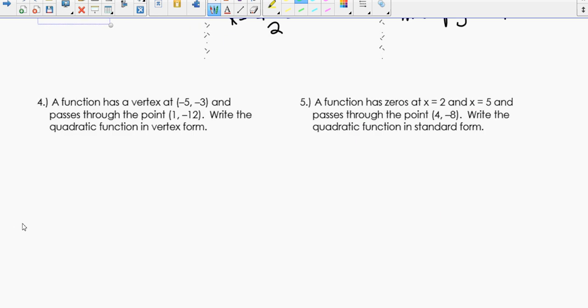If you look at number 4, it says a function has a vertex at the point -5, -3, so that's your h and your k. Passes through the point 1, -12, so that's x, that's y. We want it in vertex form. Sweet. So y equals a times (x minus h) squared plus k. So we need the vertex and the a value. We have the vertex, we don't have the a value, so I'm going to substitute in and solve for a.